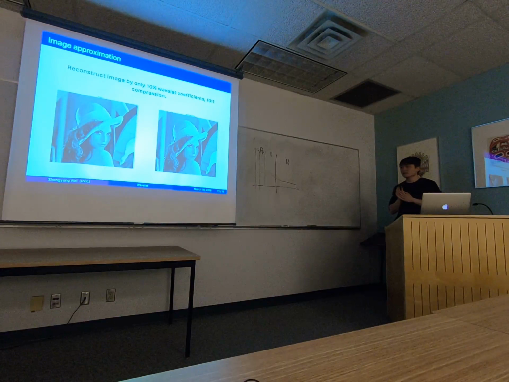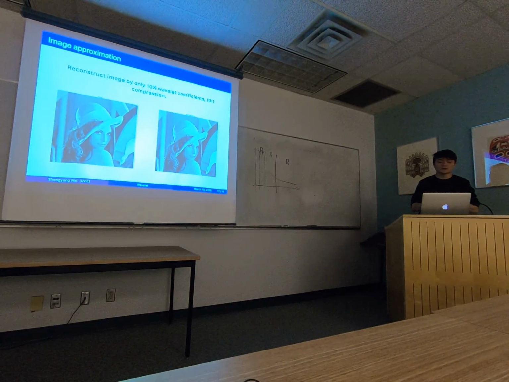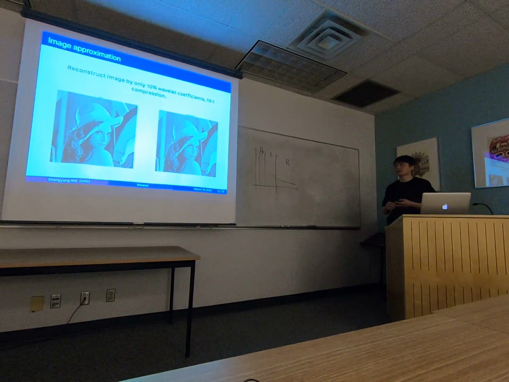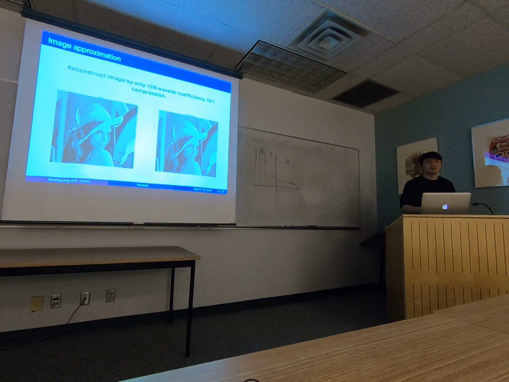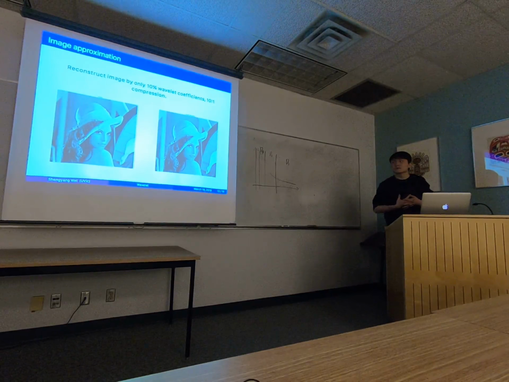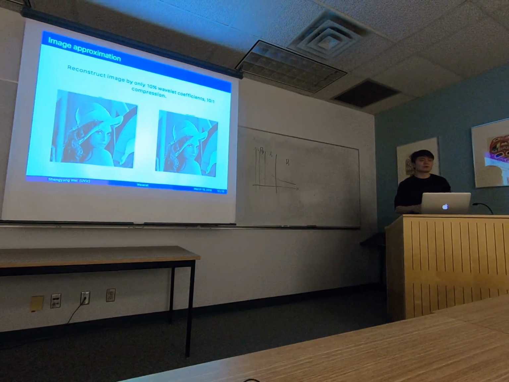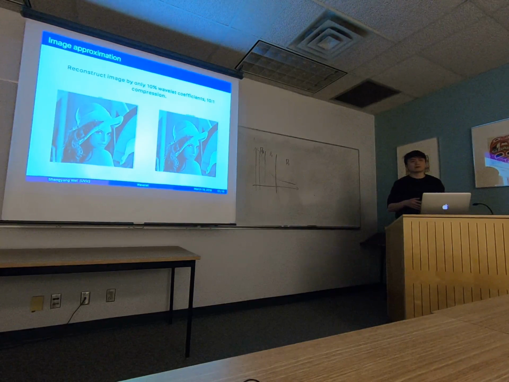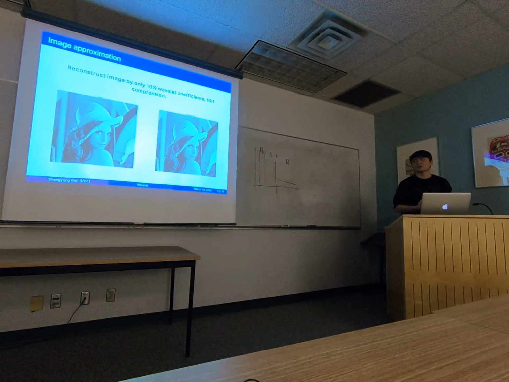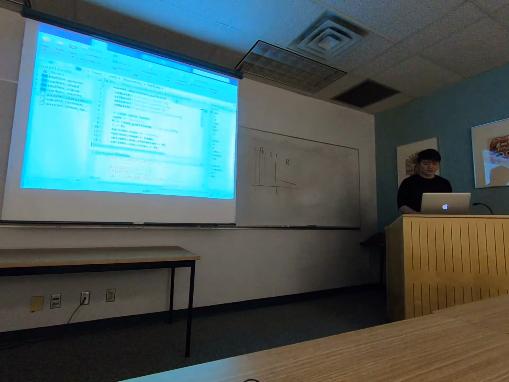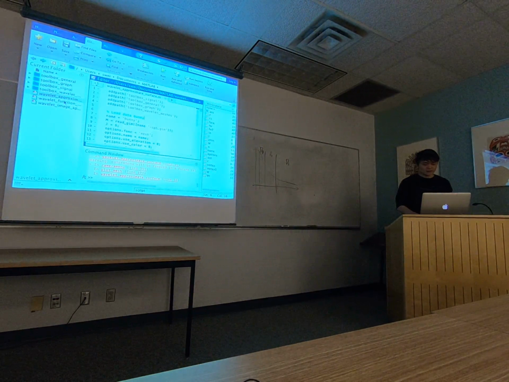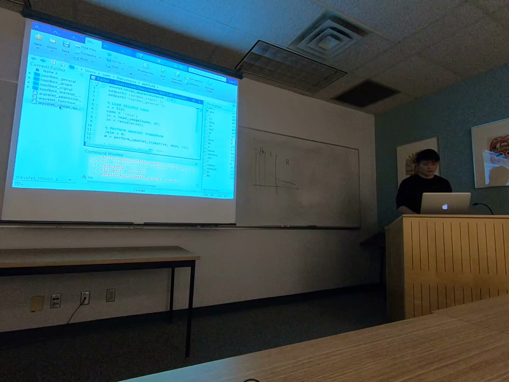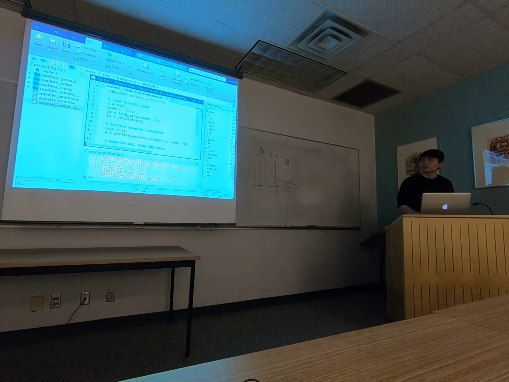So let's see some real applications. This application is image approximation. First we do a wavelet transform on the input image and drop 90% of the wavelet coefficients. Remember the wavelet coefficients have the same size as the input data. So that means we compress the original image. Here we get a 10-to-1 compression. Let's run the code. Let's see the code first.